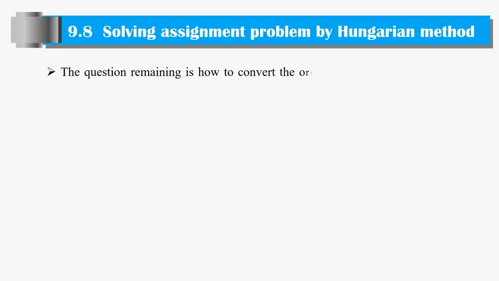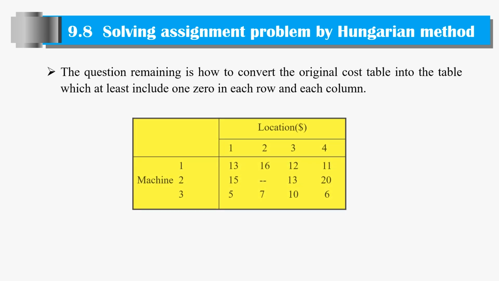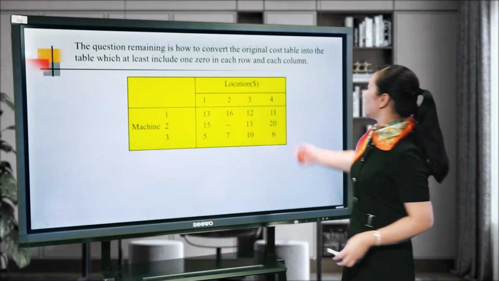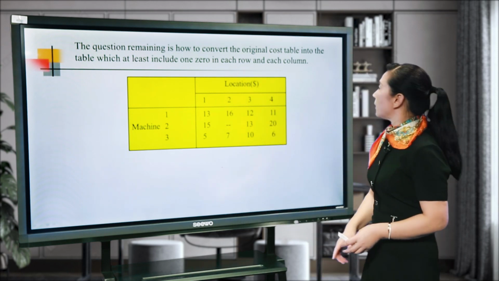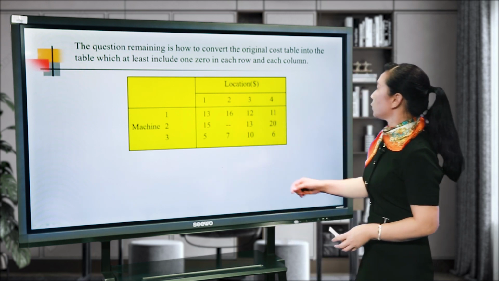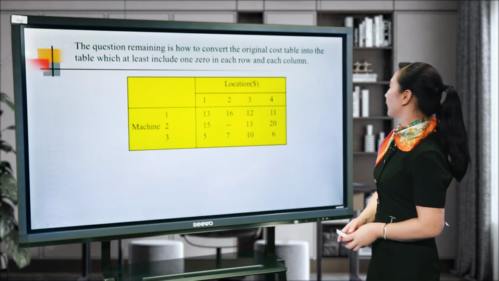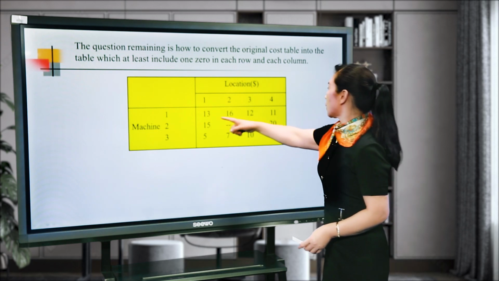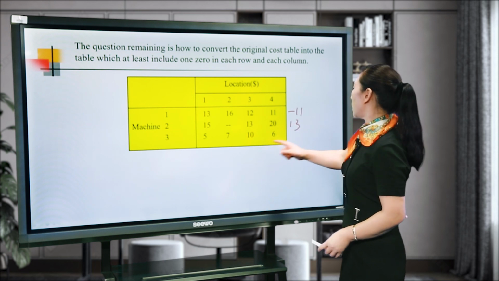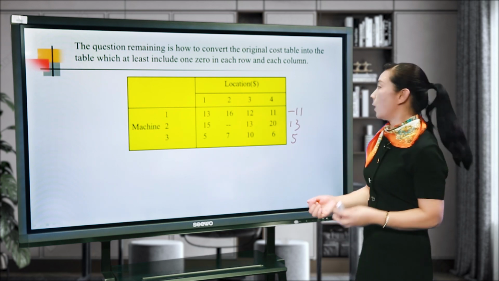The question remaining is how to convert the original cost table into a table which includes at least one 0 cell in each row and each column. For example, in this table, we must convert the original cost table so it has at least one 0 in each row and each column. In this row we subtract 11. In this row, we subtract 13. In this row, we subtract 5. And we can get a 0 in each row.